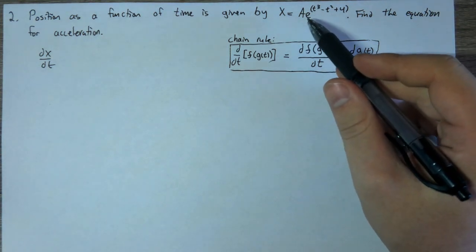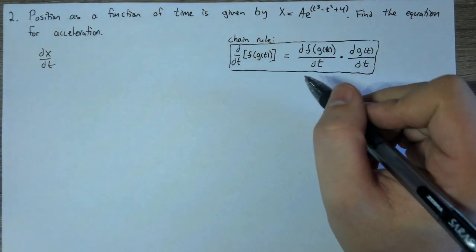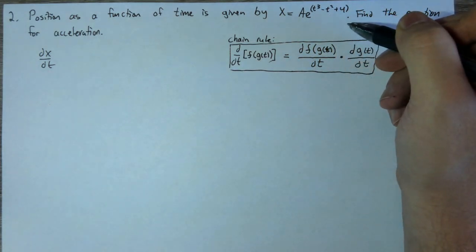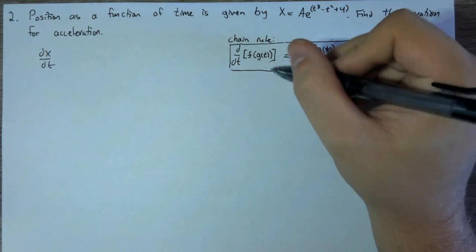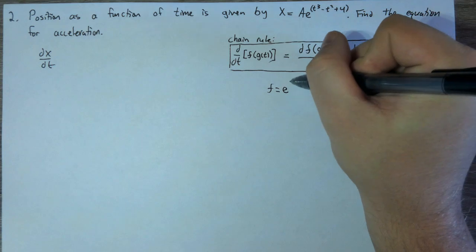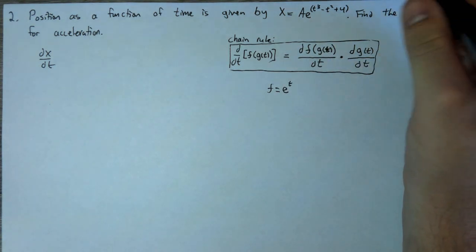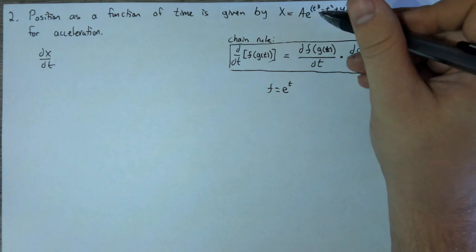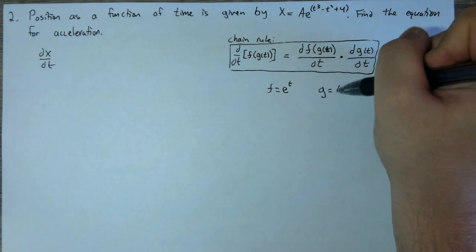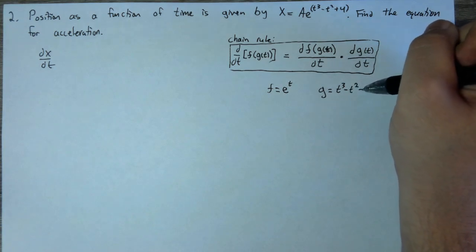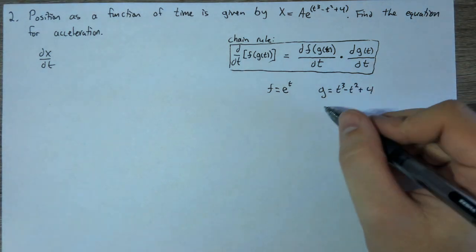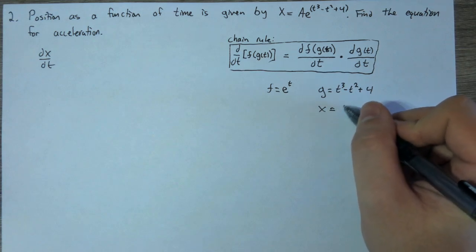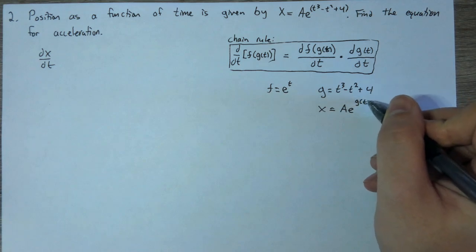So how do we apply that to this? Well, notice we have an exponential function with a polynomial on the inside. So an exponential function looks like something like this, e to the t. But so that's one function. But we have inside that this polynomial, so g is equal to t to the 3 minus t squared plus 4. So our x function is just a e to the g of t.